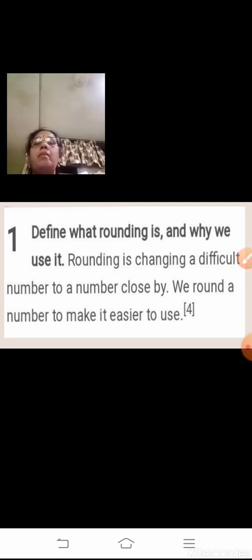Suppose the number 35. If you want to round it off, you'll round it off to the nearest 40. That is close by. So why do we round off a number? We round off a number to make it easy for us to use it, or easy for us to calculate it. Okay.